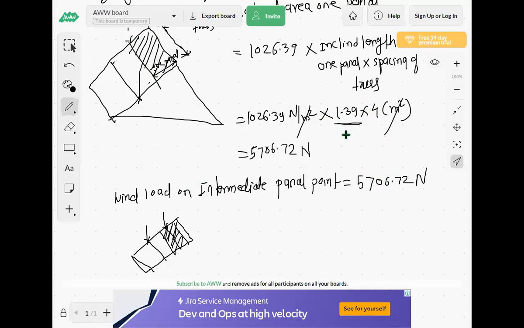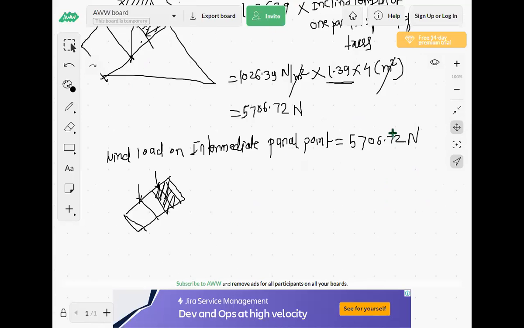Otherwise you can take the whole inclined length of the principal rafter. Instead of 1.39, you can take 5.79 as the answer and again divide it by 4, the number of panels. Are you getting it? Since we calculated it for one panel, we directly wrote the answer.